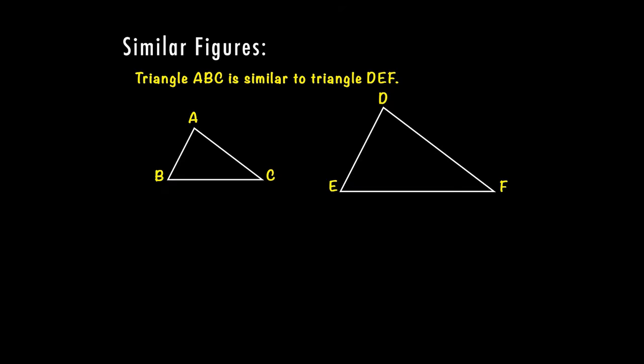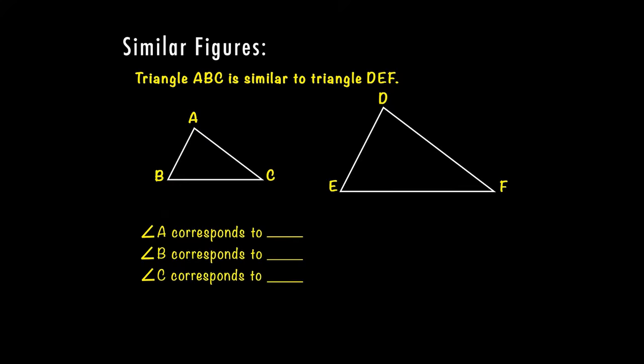When I look at these similar figures, I can see that there are corresponding angles and corresponding sides. So let's start with the angles. Angle A in this triangle on the left corresponds to angle D. That means that angle B corresponds to angle E, and angle C corresponds to angle F.